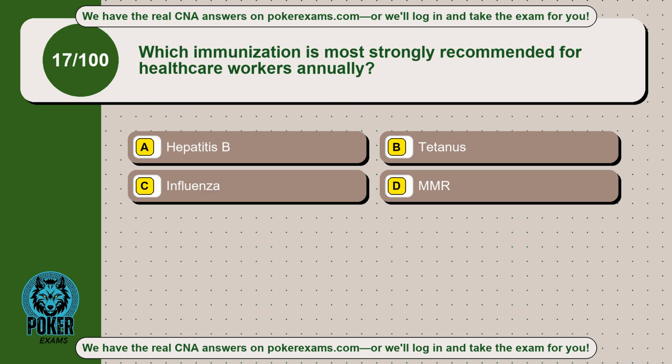Question 17. Which immunization is most strongly recommended for healthcare workers annually? Option A, hepatitis B. Option B, tetanus. Option C, influenza. Option D, MMR.